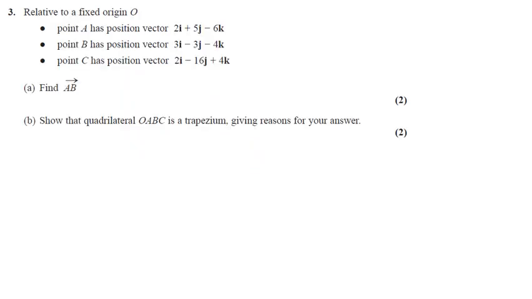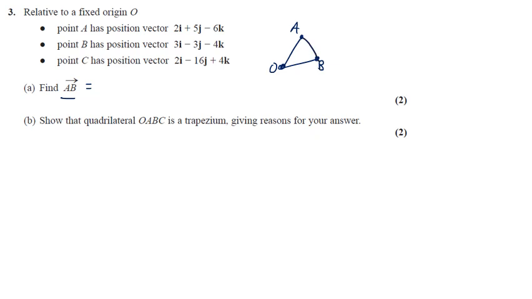Okay, question 3 is to do with vectors. So we've got position vectors of 3 points A, B, and C, and we want to first of all find the vector AB. Well, let's just draw a little diagram. Here's the origin. That's what the position vector is measured relative to. Here's A, and here's B.